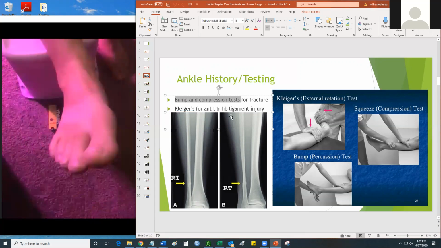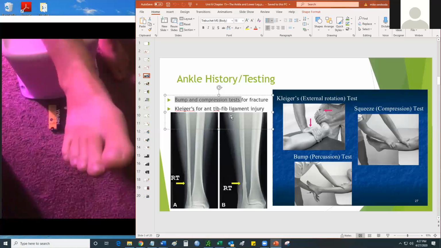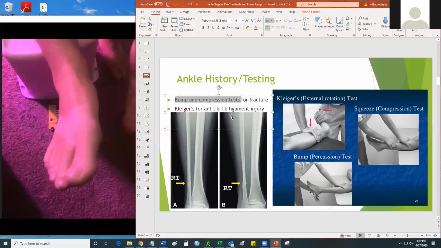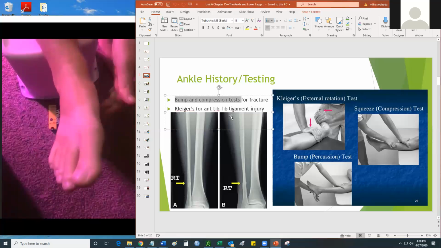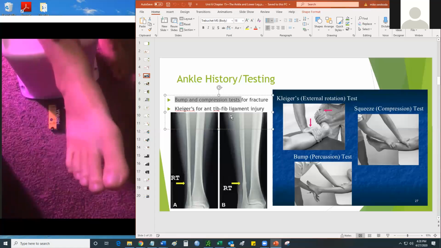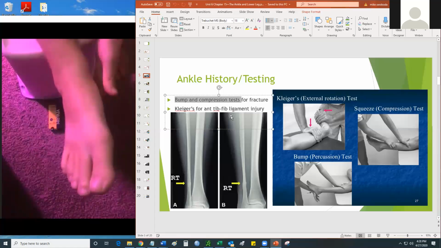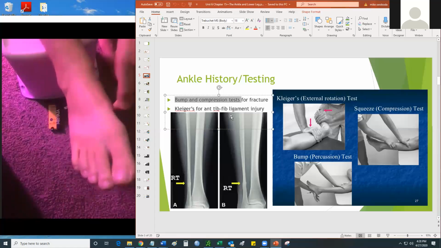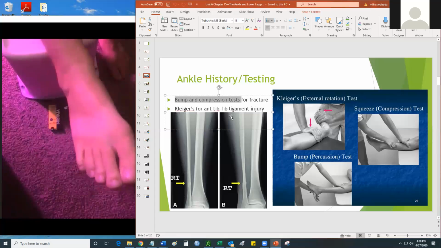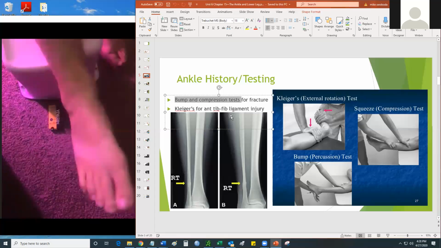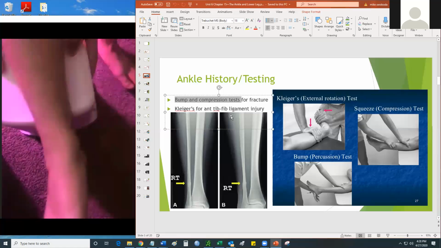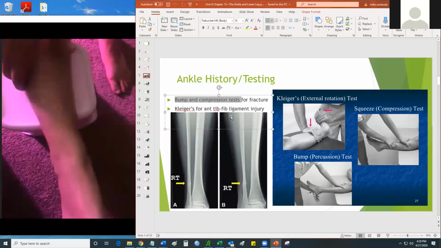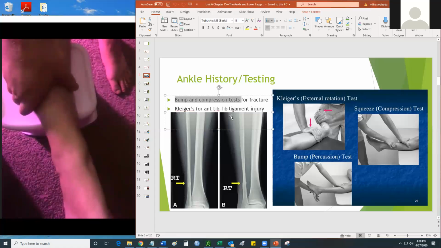And if I do a bump test, what's going to happen is they are going to hit the bottom of my foot at my heel. And for anyone that's had any sort of leg injury, if you get hit on the bottom of your foot, that is going to send shock waves all the way up. If there's a fracture there, you will know about it. And then there's the compression test. The compression test, as the name implies, you just squeeze it. Because if it hurts when you squeeze it, something's broken in there.